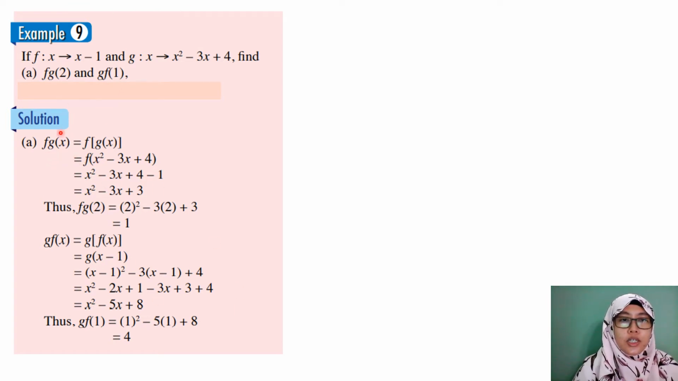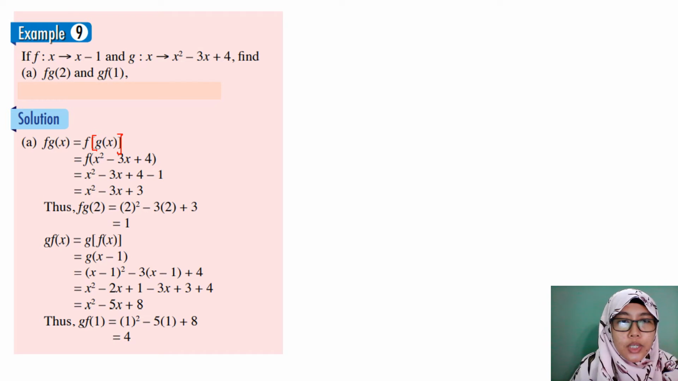Okay, first for fg(2), if you look at this question, fg we must split, we split f and then we must make a bracket like this. Okay, do you see how it makes a bracket? We split f and g as a bracket. Next, after you make a bracket for f and g, you need to substitute the value of g.